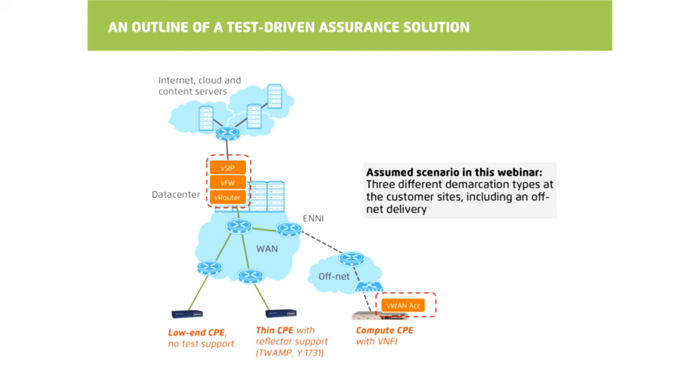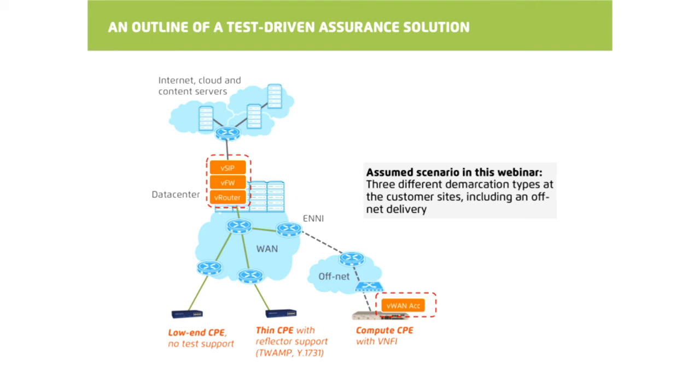Or we have a more powerful compute CPE, and in the PoC that we did, this was provided by Telco Systems, a distributed VNF PoC. And in this overall example, we assume that a virtualized WAN accelerator resides out there on the CPE, and we have also a bunch of virtualized functions residing in the data center: the virtual PE or virtual router, the virtual firewall, and a virtual SIP gateway as well. And we also included an off-net delivery here.